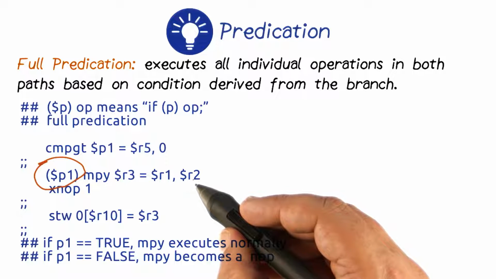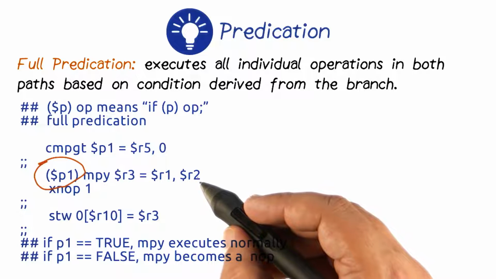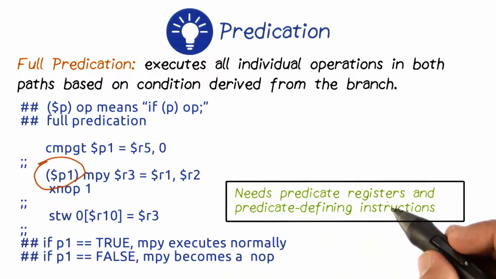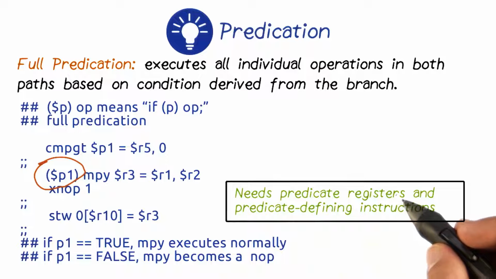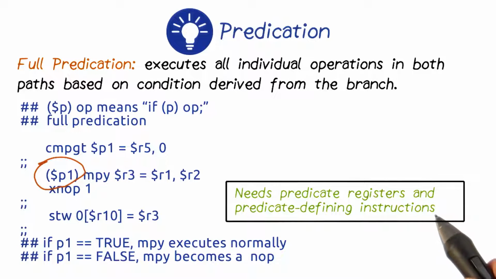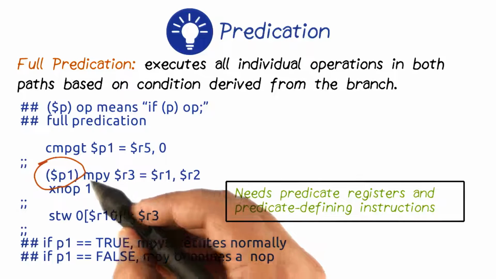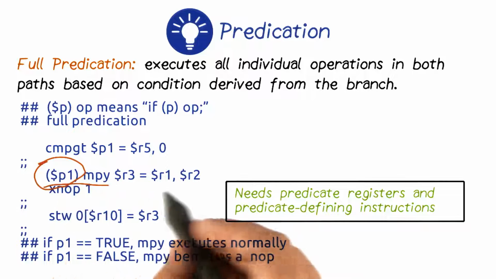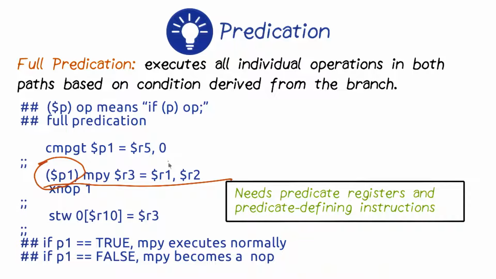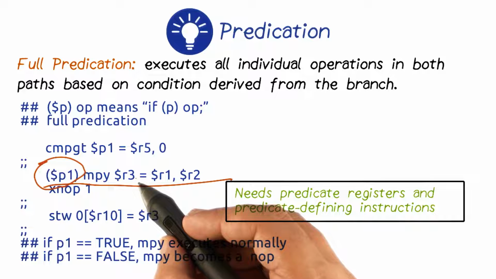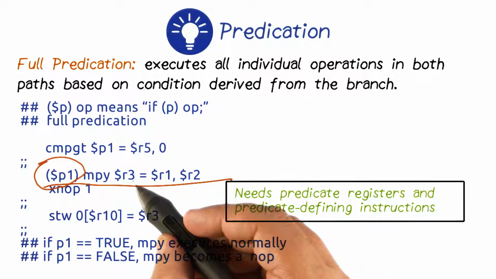In short, if P1 is false, the MPY will become a no-op and its result will not get committed to the memory. So you can see that this particular solution needs, of course, a special predicate register such as P1, and then not only do we need that register, but we need predicate defining or predicate tagged instructions such as these. Remember, this is a different instruction which has been tagged by this predicate register, and depending on the predicate register, either this instruction will be committed or will get thrown out.